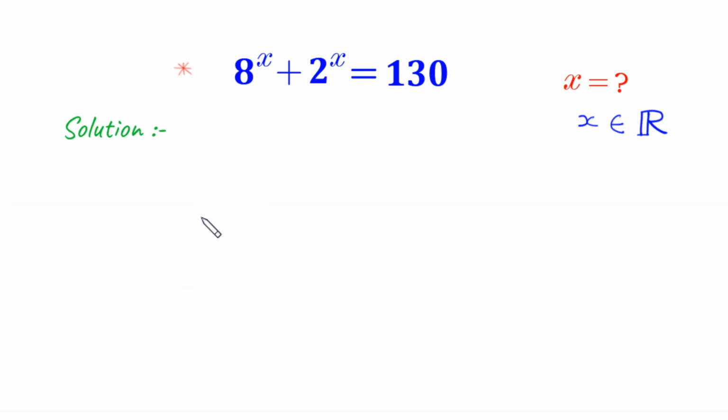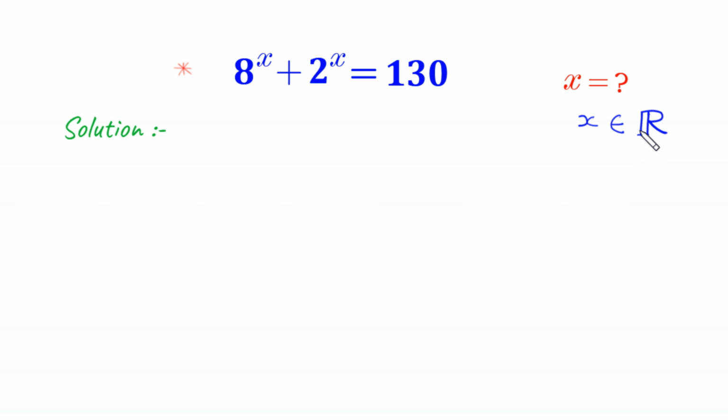Hello everyone, you are welcome to how to solve this very nice exponential equation. 8 to the power x plus 2 to the power x is equal to 130. Our job is to find all possible values of x such that x is a real number.